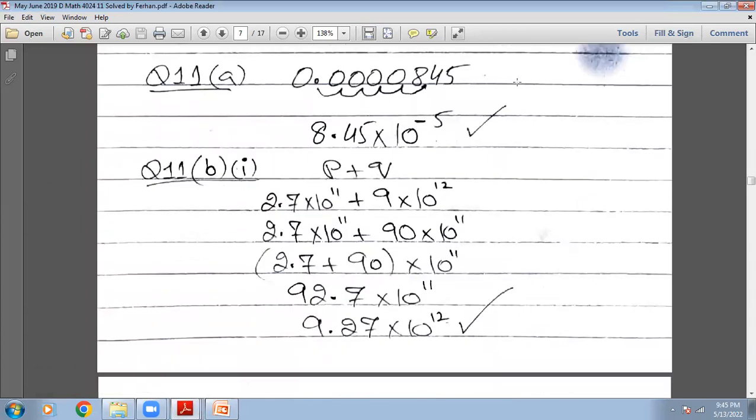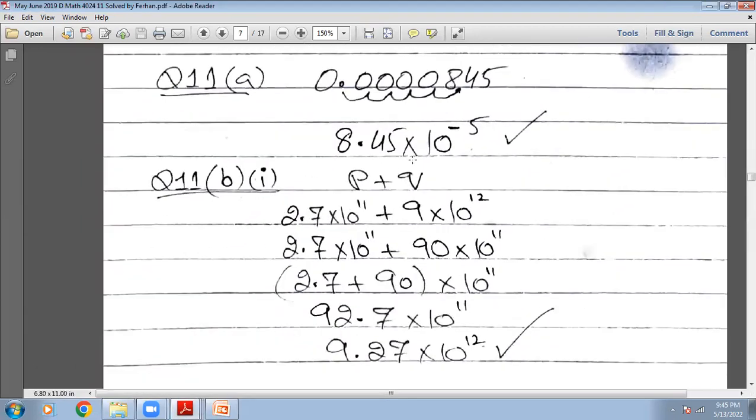So here you can see I have shown this. I hope this is coming on your screen. It will become 1, 2, 3, 4, and 5. So it will be 8.45 expo minus 5. So this is the standard form.